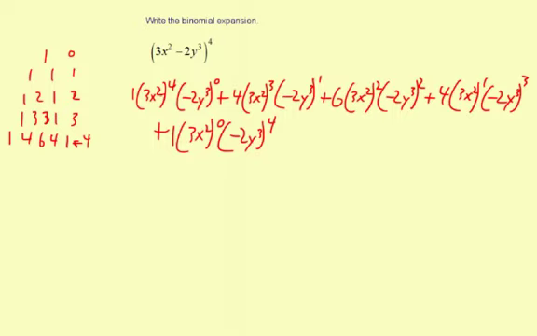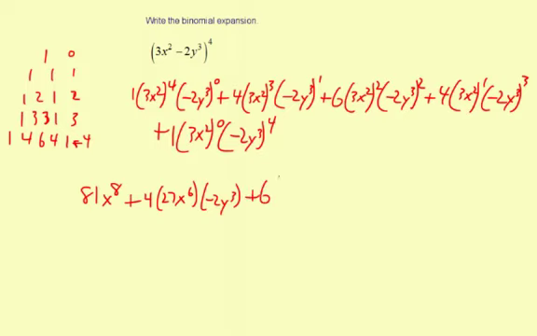1 times 3x squared to the fourth, let me simplify that. That's 81x to the eighth. And this negative 2y to the third to the 0 power, that just makes 1. So this is going to be your simplified first term. The next term, plus 4, and then 3x squared all to the third power, that's going to be times 27x to the 6. And then times negative 2y to the third, and that's to the first power, so that's left alone.